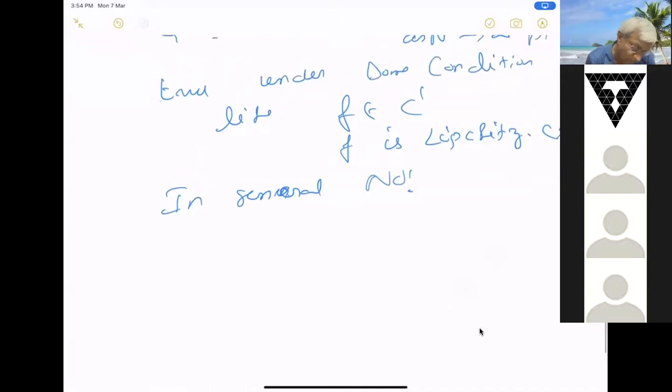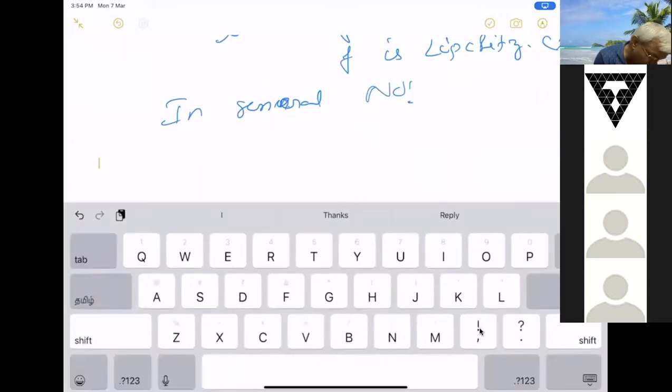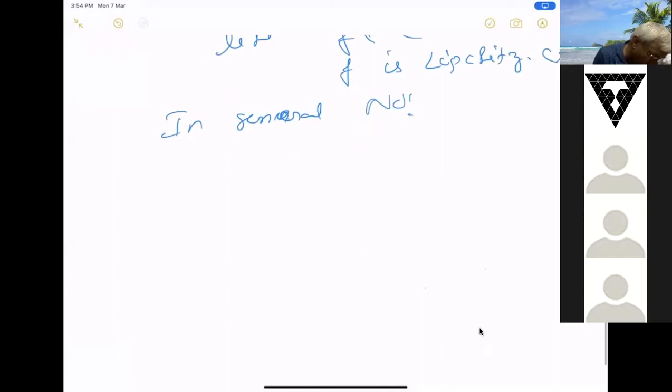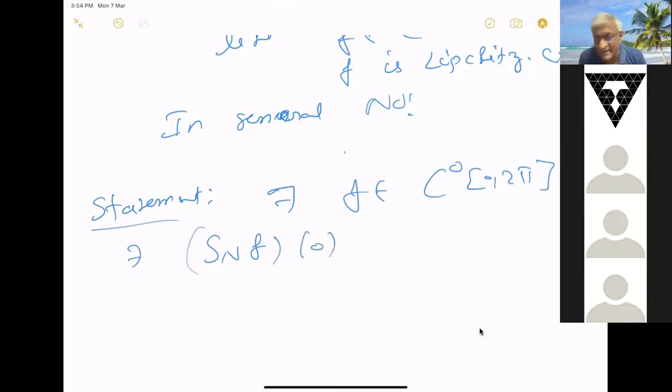So in general, pointwise convergence is not guaranteed, and that is what we want to prove. We are going to prove the following statement: there exists a function f in C0, 0 to pi such that S_N f at 0 diverges, that is, it is not bounded.